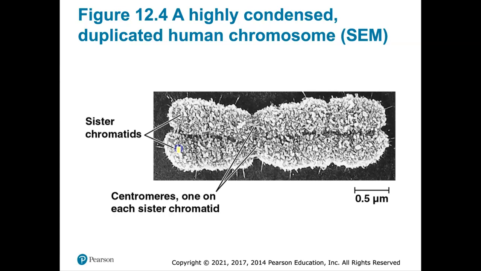And you can see this is from a scanning electron microscope. So it's an image from a scanning electron microscope, which is much better for looking at the surface of structures. But this is a duplicated chromosome. You can see the centromere, which is the area where they're connected, and you can see that each strand is a sister chromatid, but the whole thing is one chromosome. You don't count it as two. You count it as one chromosome.